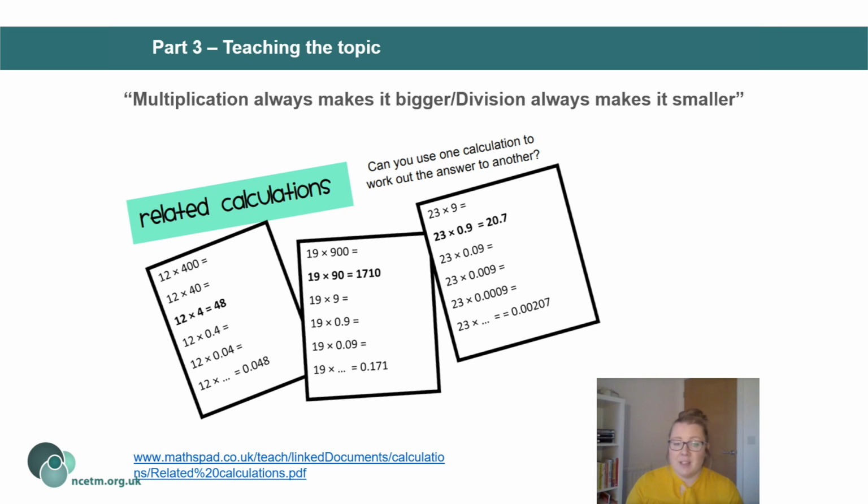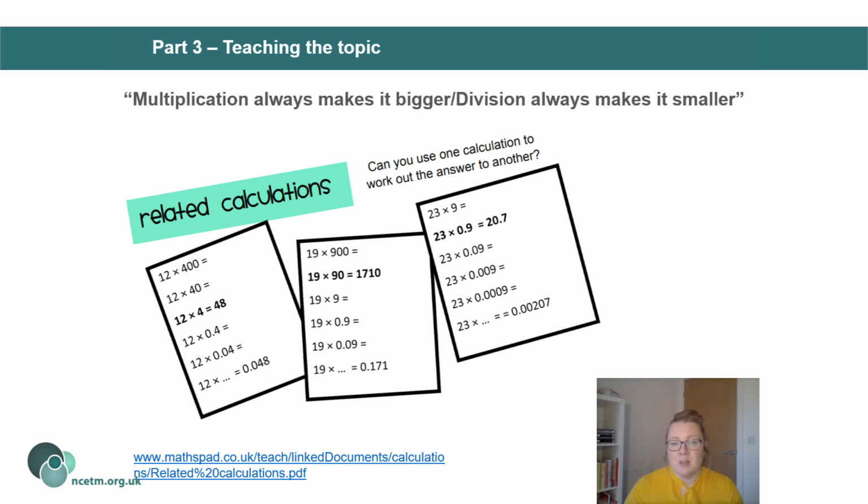It may be that at this point you want to ask them to generalise. Maybe you want to get them to consider multiplying by 1. Maybe you want to get them to consider multiplying by 0.1 or 10, and then generalise that even further into what's happening in between each stage. When do these numbers get bigger? When do these numbers really get smaller?